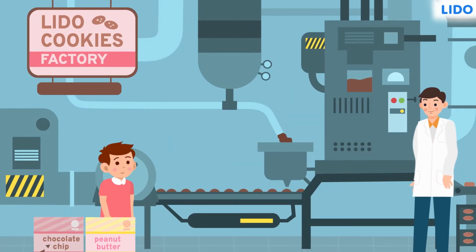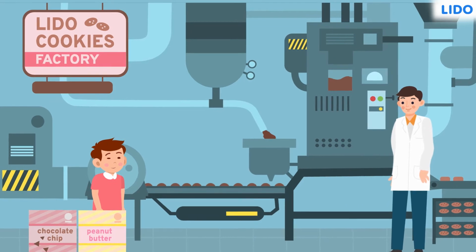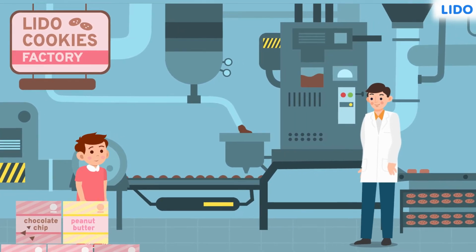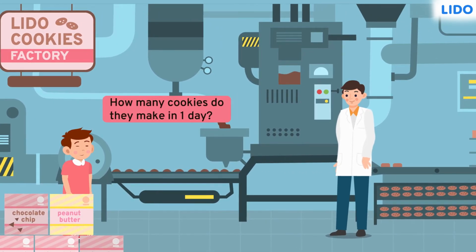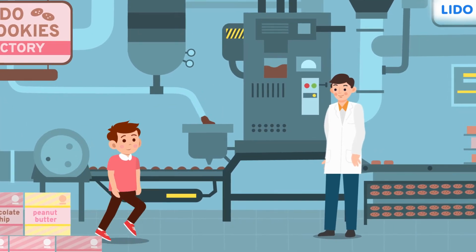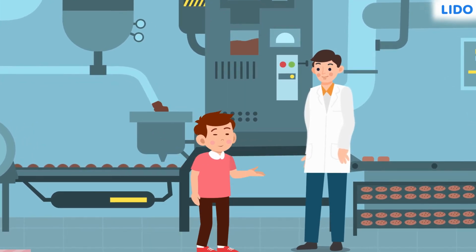Karan recently visited the Lido cookie factory where many different types of cookies like chocolate chip, peanut butter and others are produced daily in large numbers. How many cookies do they make in one day? Karan wondered. So he walked up to one of the employees at the factory and asked him.